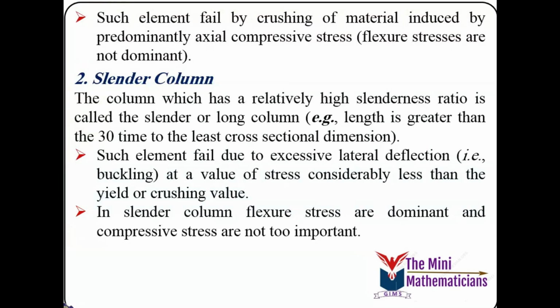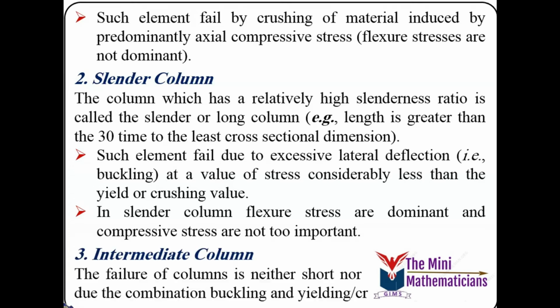So we can simply say, empirically, that if a column has a length equal to 30 times the least cross sectional dimension, then its failure behavior will be like the long column or cylinder column. It means that the column will have a failure stress less than the yield stress or crushing failure. The second type of column has failure behavior in between the short column and long column. Long column means cylinder column.